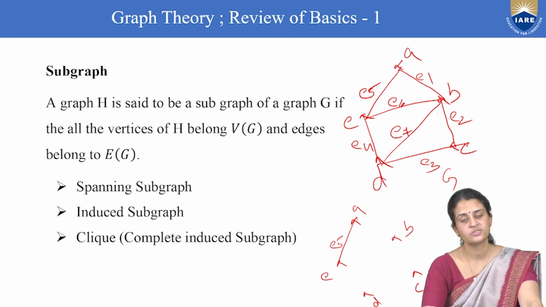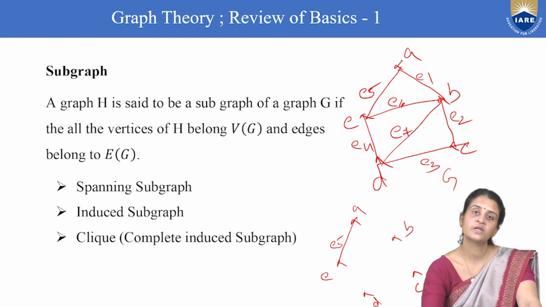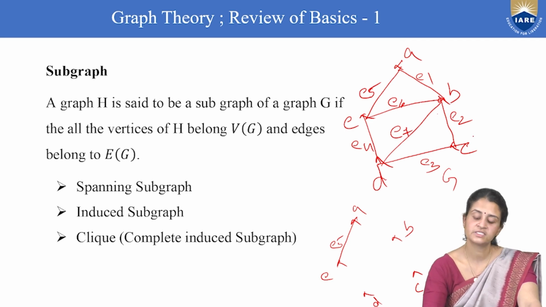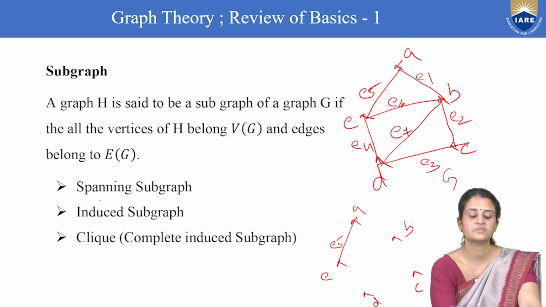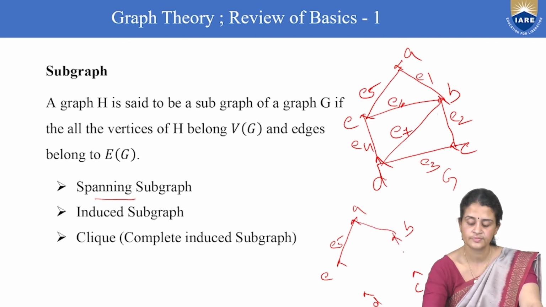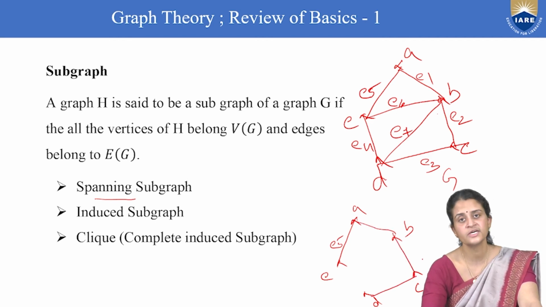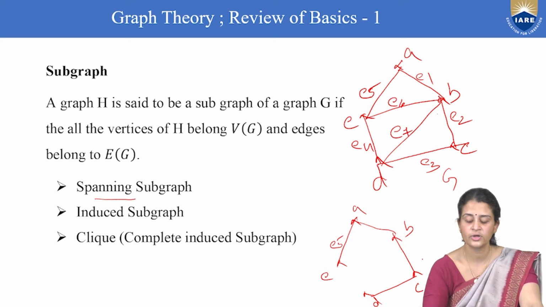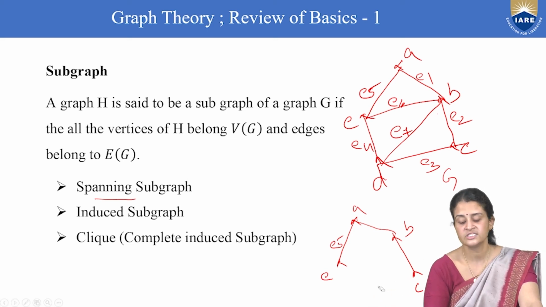Now I am going to spanning subgraph. If the subgraph contains all the vertices of the given graph, then the subgraph is termed to be a spanning subgraph. That is, here H contains all the vertices of G. It is a spanning subgraph. Suppose it is like this. This is also a spanning subgraph. Suppose I don't have this edge and this. This is a subgraph of the given graph, but it is not a spanning subgraph.